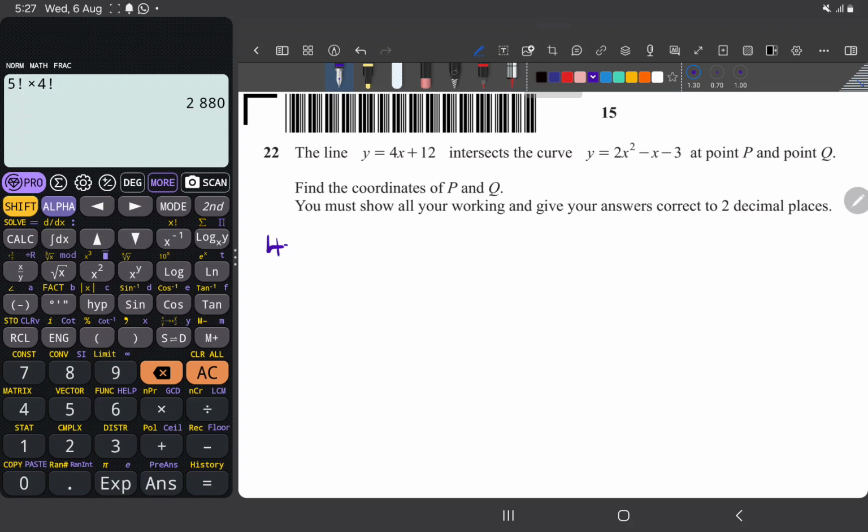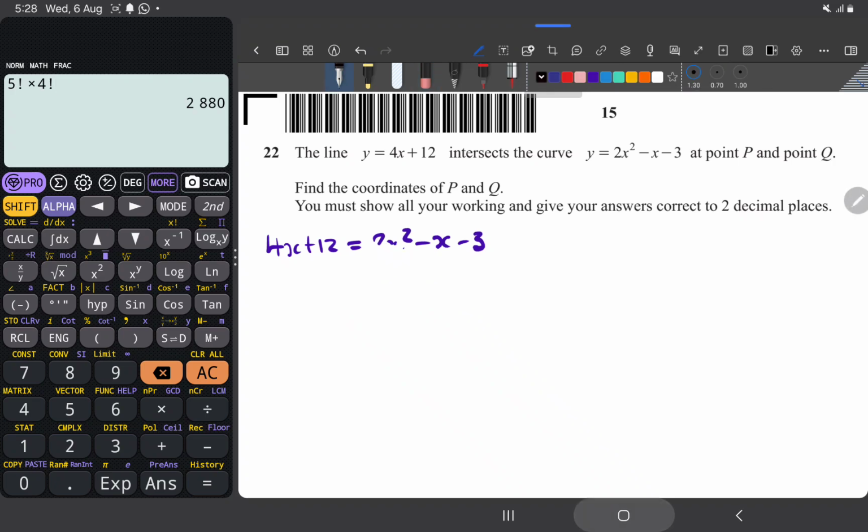So we have 4x plus 12 is equal to 2x squared minus x minus 3. Right. Now, let's solve this. What are we going to do? We are going to get them to the side where the x squared term is positive. Okay, which is the right.